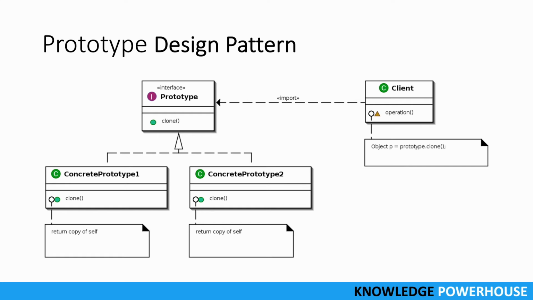Now the client class needs a copy of that. So what they do is they just call clone to create it. Once they get the clone, they will get the object, and that will be the one they can start using because it's a copy of the original object.